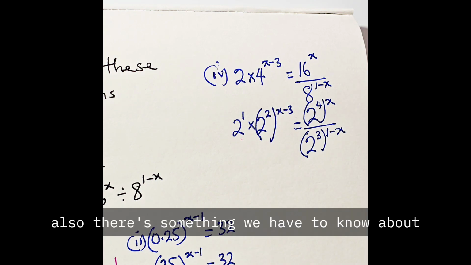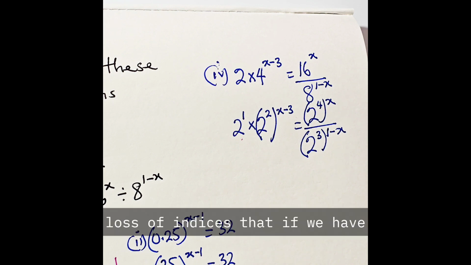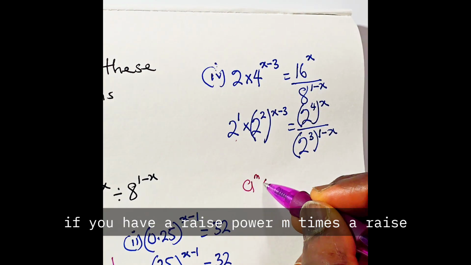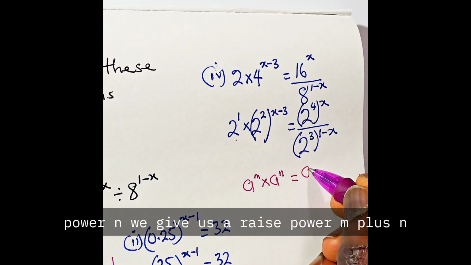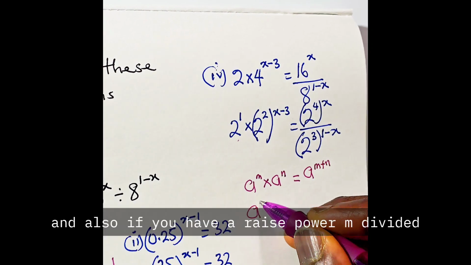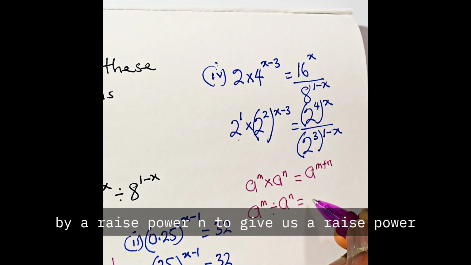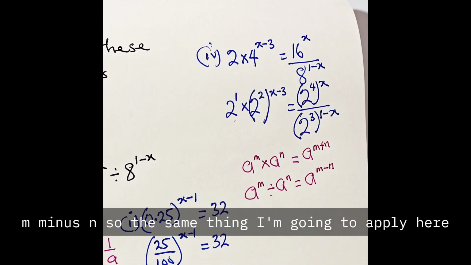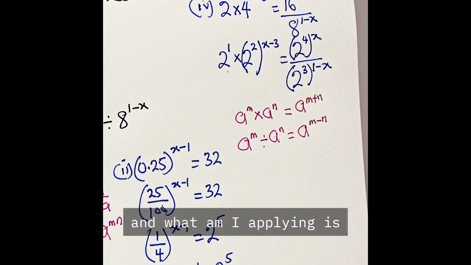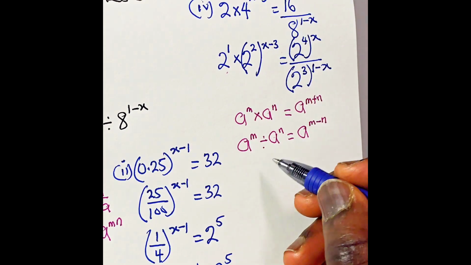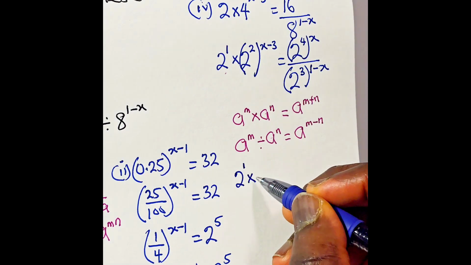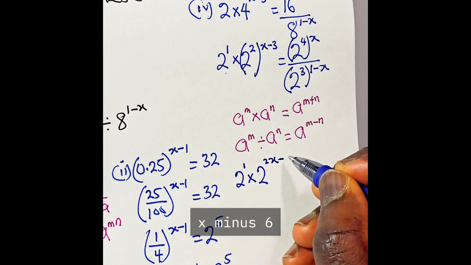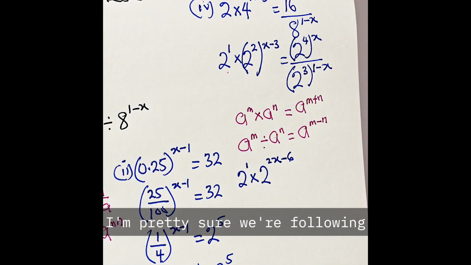Also, there's something we have to know about the laws of indices: if you have a raised to the power m times a raised to the power n, it will give us a raised to the power m plus n. And also if you have a raised to the power m divided by a raised to the power n, it gives us a raised to the power m minus n. So the same thing I'm going to apply here. What I'm applying is that I'll have 2 raised to the power 1 times, I'm going to take this out real quick, 2 raised to the power 2x minus 6. I'm pretty sure we're following.